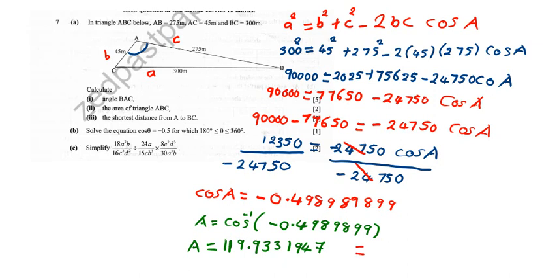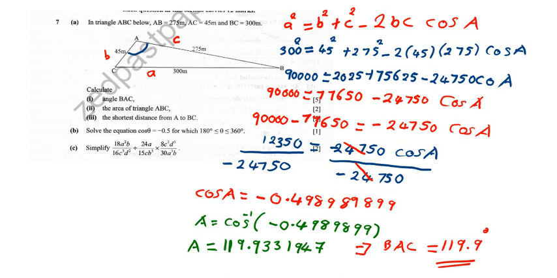I will say therefore we are looking for angle BAC is equal to 119.9 degrees, like that. So I have rounded off to one decimal place because it is an angle. But if it's just a value which is not an angle, you leave it to two decimal places. So that's our answer for part 1.